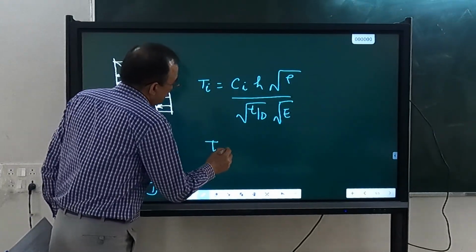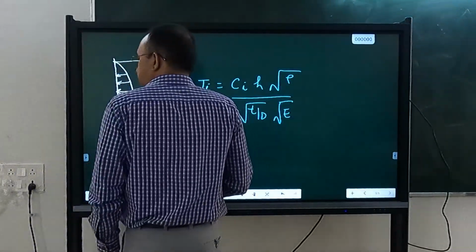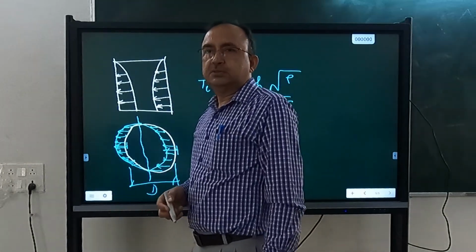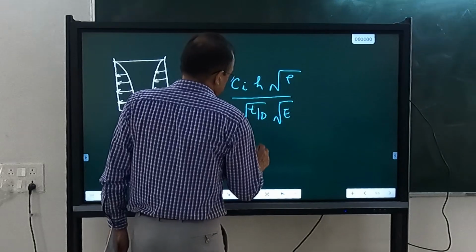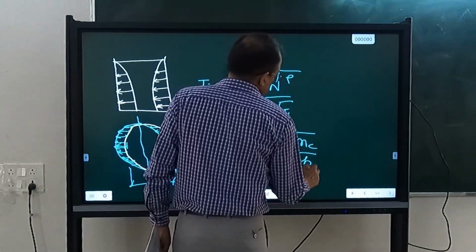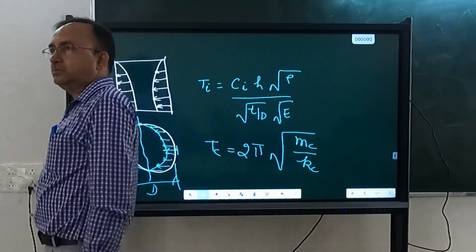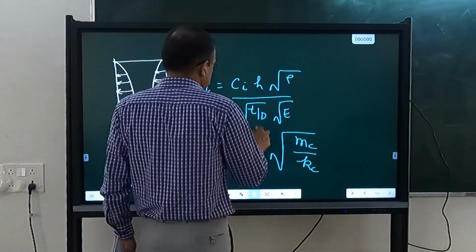TC, the convective mode, is very easy. Omega is the square root of Kc by Mc. So Tc will be 2 pi square root of Mc by Kc. Kc you know, Mc you also know. You can calculate. An alternative method is also given on the board.